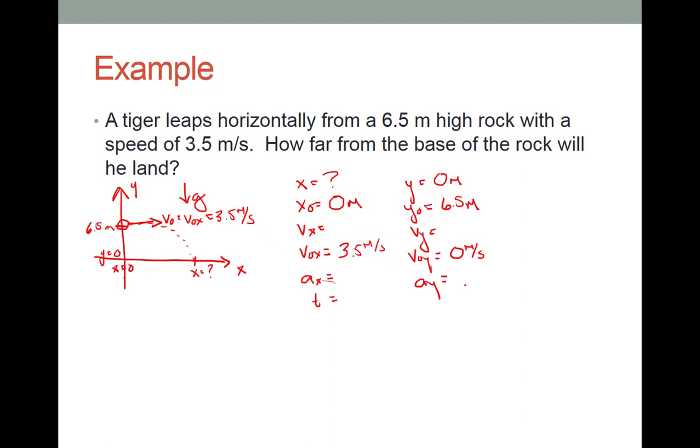Acceleration is only in the y direction, and it is gravity downwards, so that is negative 9.8 meters per second squared in this coordinate system. And in the x direction, it is 0, so put that in. Because the acceleration in the x direction is 0, I can automatically fill in that my horizontal velocity is constant, so that allows me to fill in Vx.